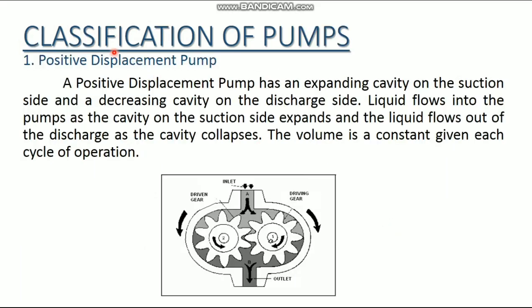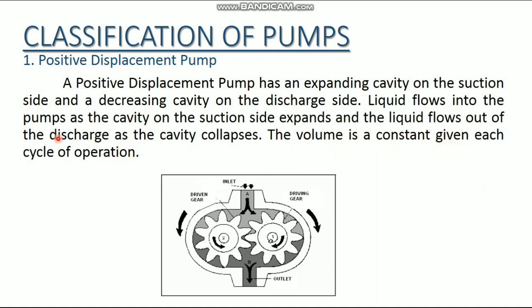Then the classification of pumps. The pumps are mainly classified into two types. All the pumps fall under these two types, that is positive displacement pump and non-positive displacement pump. Simply we can see the definition. A positive displacement pump has an expanding cavity on the suction side and a decreasing cavity on the discharge side. Fluid flows into the pump as the cavity on the suction side expands and the liquid flows out of the discharge as the cavity collapses. The volume is constant given each cycle of operation.